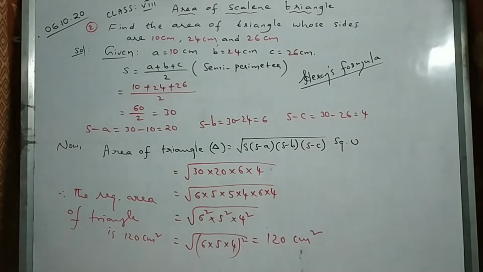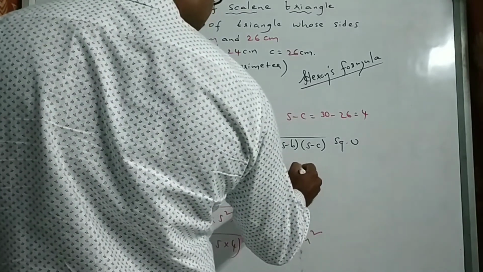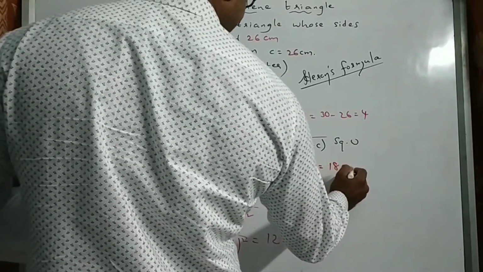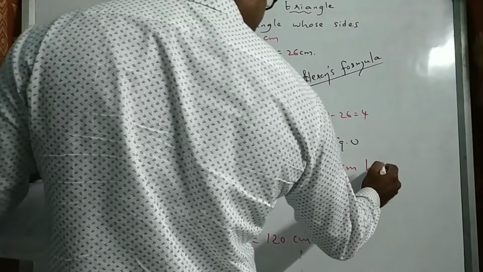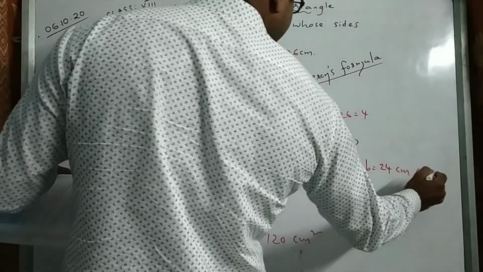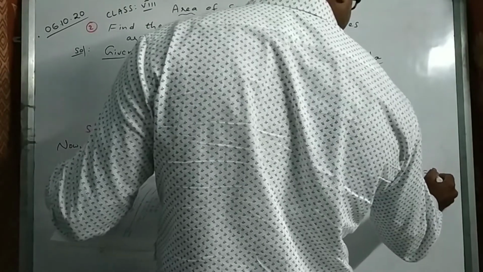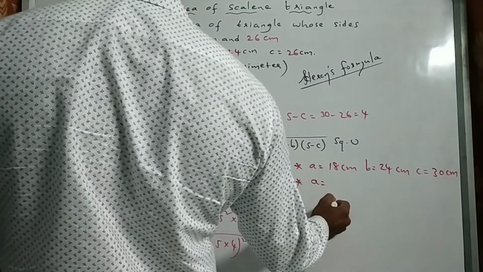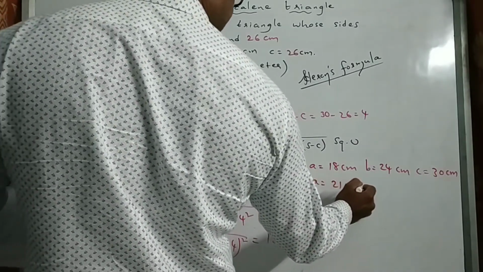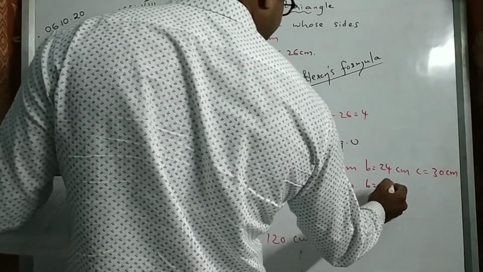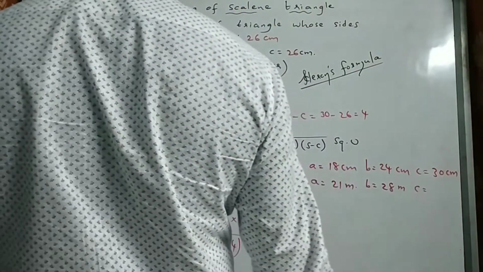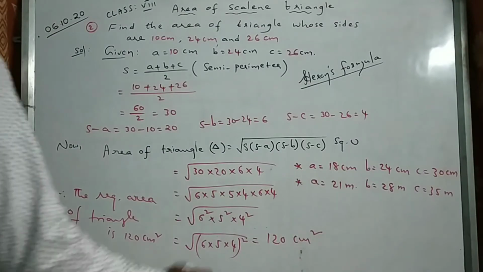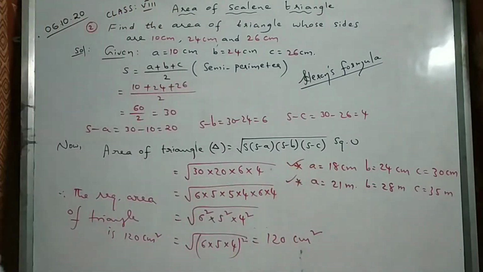Now by looking at these problems, you have to try these two problems now. Small a equal to 18 cm, small b equal to 24 cm, small c equal to 30 cm. This we should calculate. Second problem, a equal to 21 meters, b equal to 28 meters, c equal to 35 meters. Okay? Do these problems, try yourself.